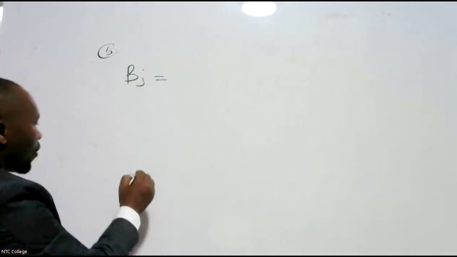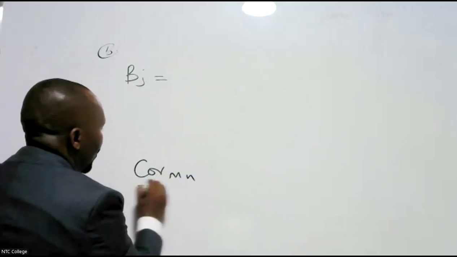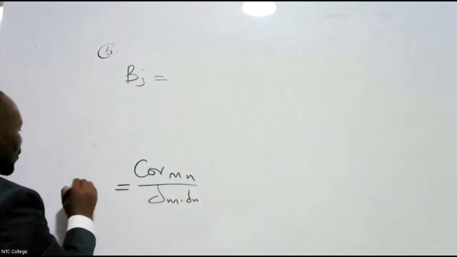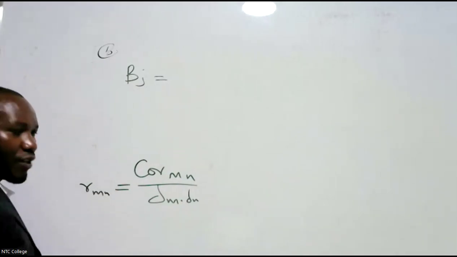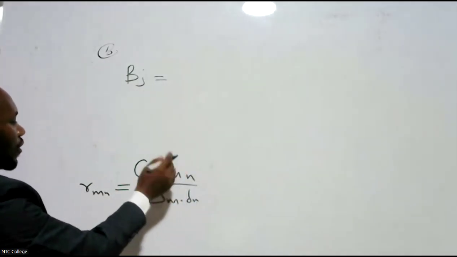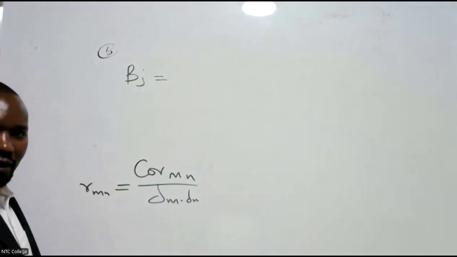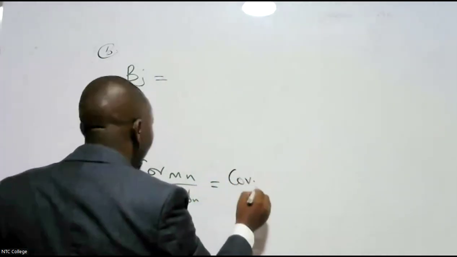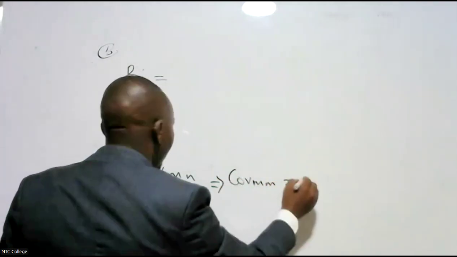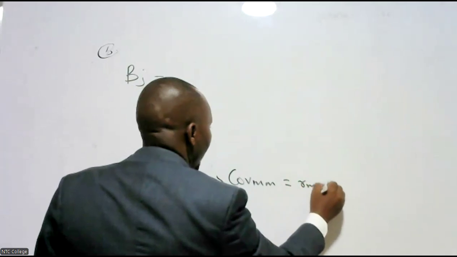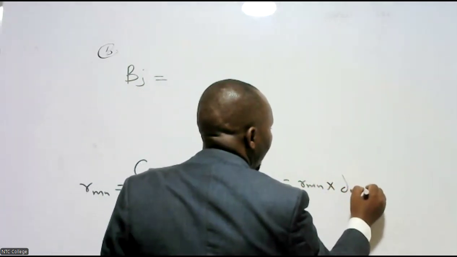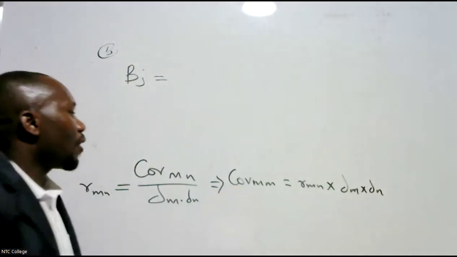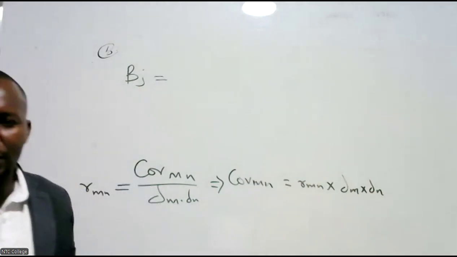Remember what we said, that covariance of MN over risk of M times risk of N is equal to correlation of MN. I need you to get used to these formulas. So whenever you're applying covariance, you can apply correlation. Covariance of MN is correlation of MN times risk of M times risk of N. So whenever you're supposed to have covariance, you can always replace it with the correlation if you're given correlation.